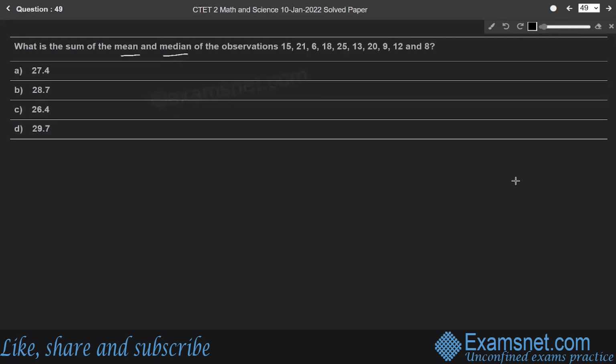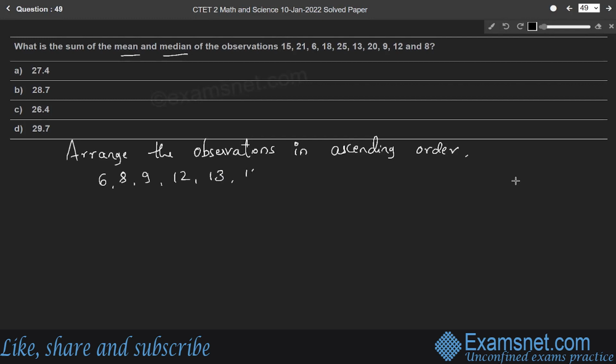Question 49. What is the sum of the mean and median of the observations 15, 21, 6, 18, 25, 13, 29, 12 and 8? So let us arrange the given observations in ascending order. In ascending order, it is 6, 8, 9, 12, 13, 15, 18, 20, 21 and 25.